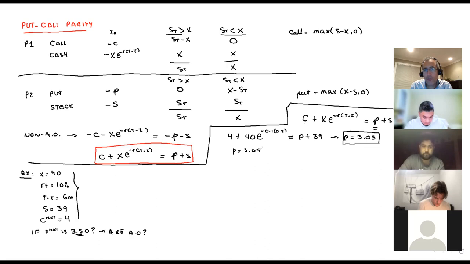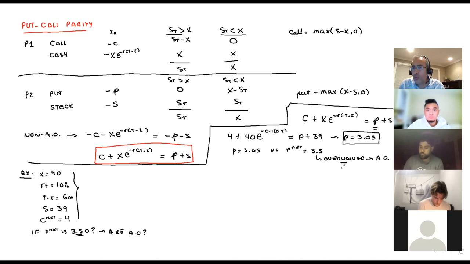Remember that according to the theory, guys, this P here is the minimum price for a put, correct? So the price of P should be 3.05. But then I compare with the price of the market, and the price of the market is 3.5. Obviously, it is overvalued, do you agree? So the market price is overvalued. Agree with me or not, guys? Yes, so as soon as this is overvalued, I have an arbitrage opportunity.